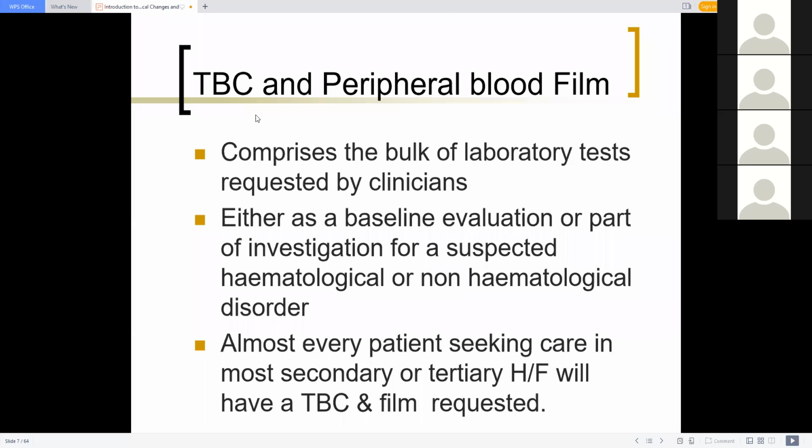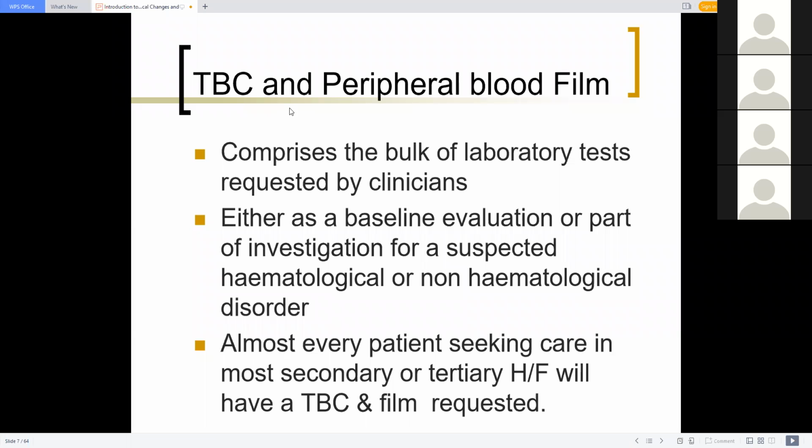And we know that total blood counts and peripheral blood film comprise a lot of the laboratory tests that are requested by clinicians. So when you become a clinician in whichever specialty that you'll be in, whether in surgery, obstetrics or pediatrics, you will be requesting the laboratory to do total blood counts and peripheral blood films as evaluation of your patient's diseases.